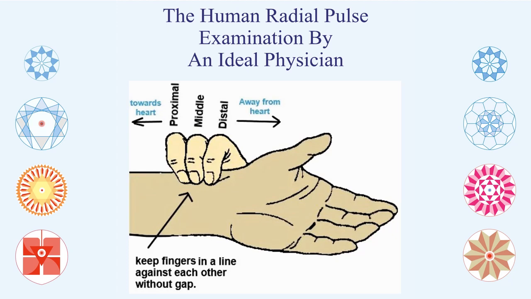As I told you, I talked about the human radial pulse examination by an ideal physician. And when I say physician, I mean everyone. Every living human being is capable of becoming a physician, provided a person is able to understand perfect anatomy, physiology, biochemistry, psychology for their own benefit. Until every person becomes their own physician, learns what to eat, what not to eat, what to do.